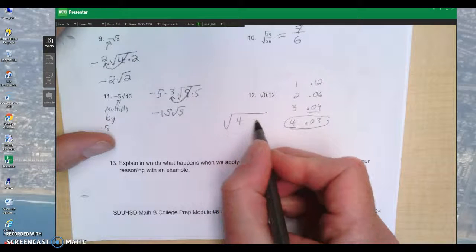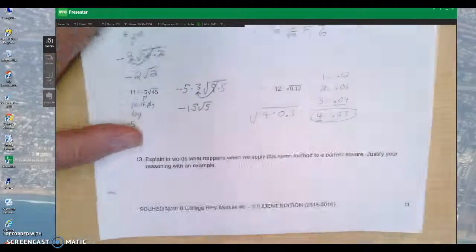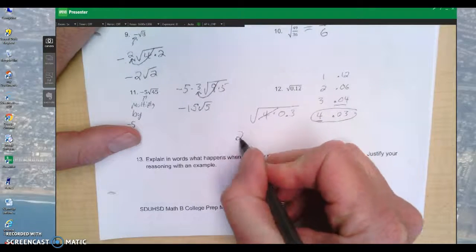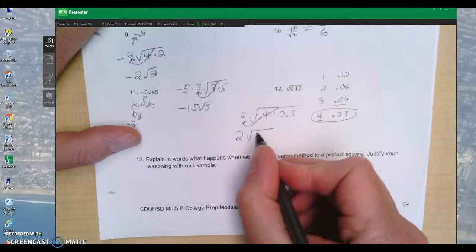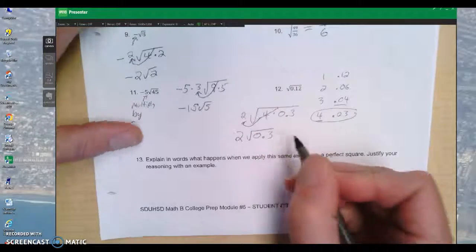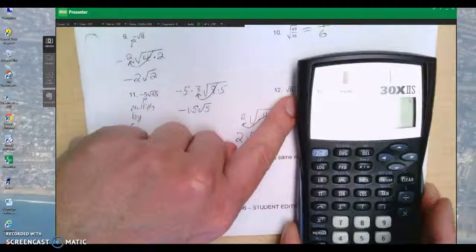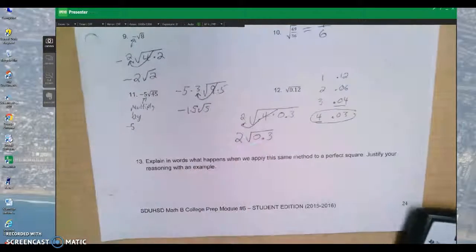4 times 0.3. And again, the reason you use this is he's a perfect square. He comes out, becomes a 2. 2 radical 3/10. Try it. Take the square root of that number with your calculator. Multiply 2 times the square root of that number with your calculator. They should be the same.